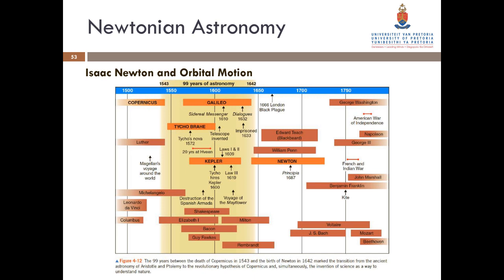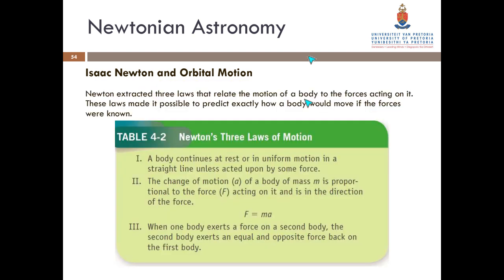So this shaded area is probably one of the most important eras for science, more specifically for astronomy. Here we can see Elizabeth I, Guy Fawkes, Rembrandt, and I'm sure you've all recognized a few of these names. So I'm sure most of you are familiar with Newton's three laws of motion, correct?